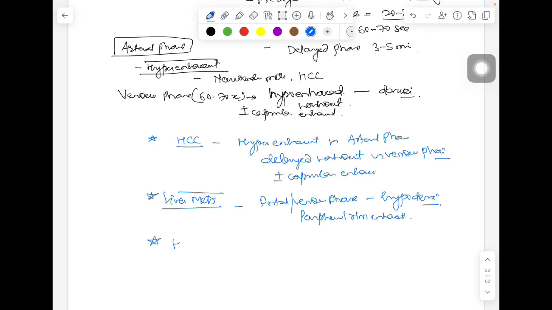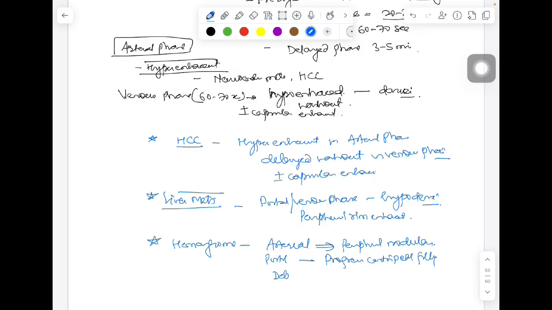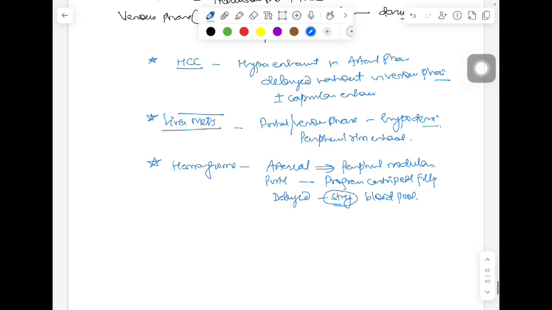Then if we are looking for hemangioma, because it will also enhance: in the arterial phase, peripheral nodular enhancement; in the portal phase, progressive centripetal filling; and in the delayed phase, it stays. This is called blood pooling. So blood pool behavior. So in hemangioma, even delayed washout is not there. So these are the three main differential diagnoses.